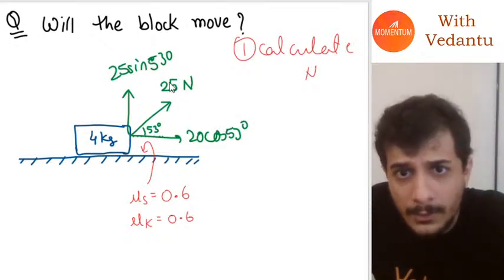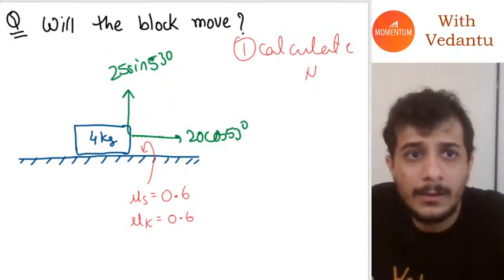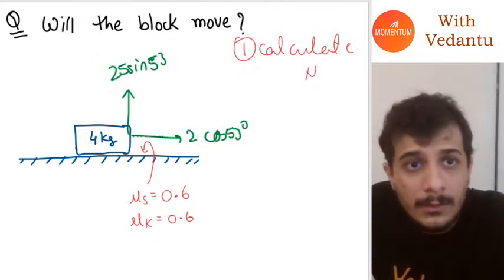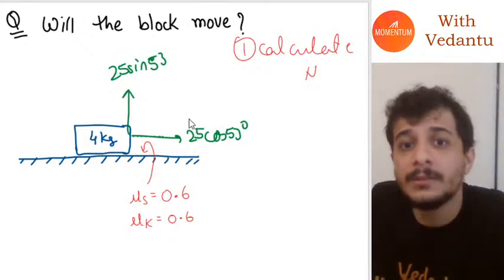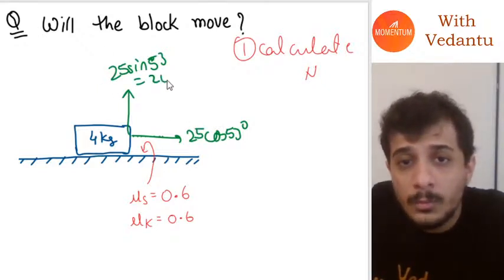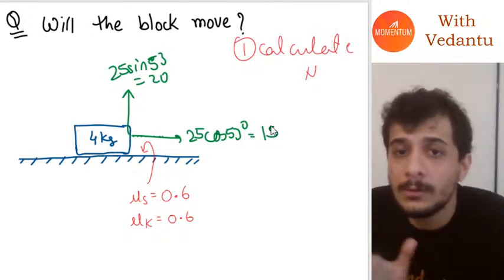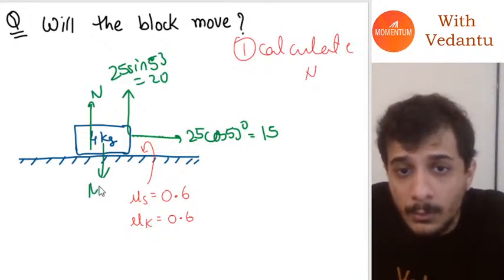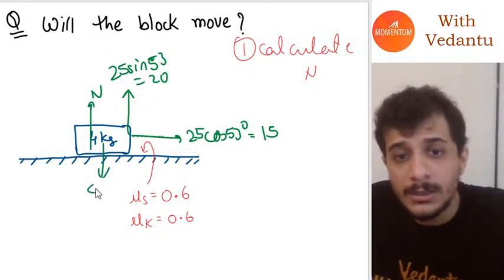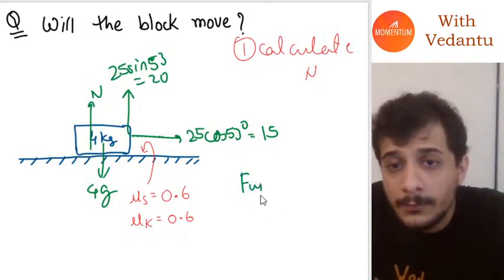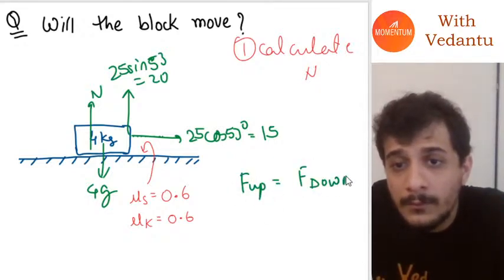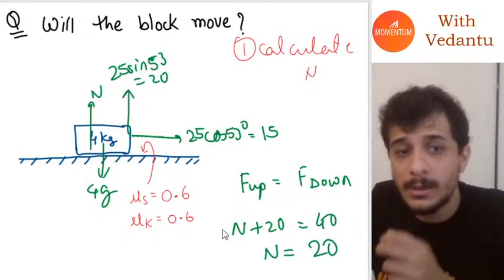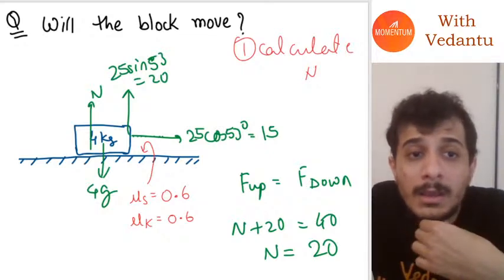If I calculate both these values, they will be 20 and 15. Now, normal reaction will be upwards and mg will be downwards, which is 4g, that is 40. Total force up is total force down, so N plus 20 is 40, and N is 20.